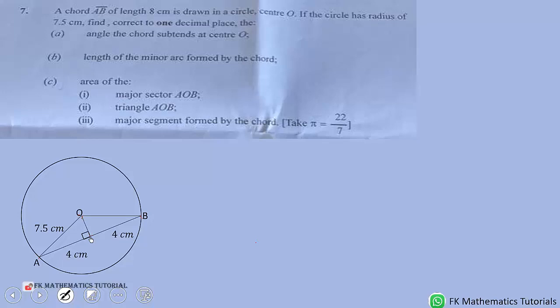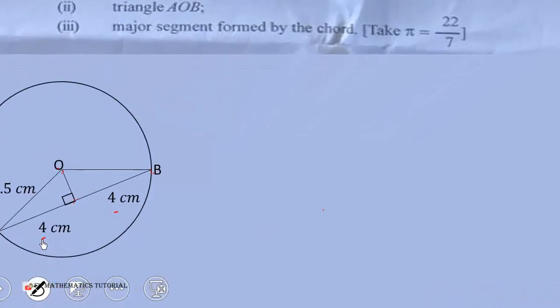When it happens like that, it will divide the chord into two equal parts because that line meets the chord at 90 degrees. Anytime it meets at 90 degrees, it divides it into two equal parts. That's why you are seeing 4 here, 4 here, giving us 8. And the radius is 7.5 centimeters.